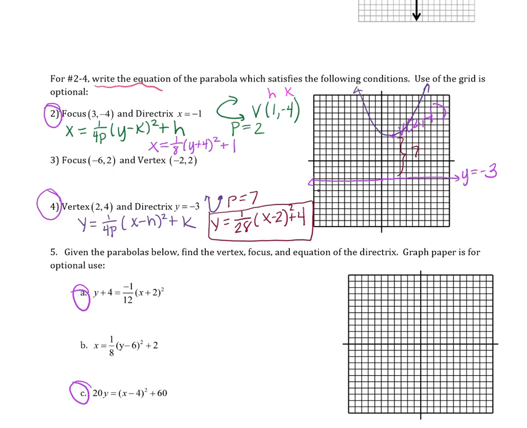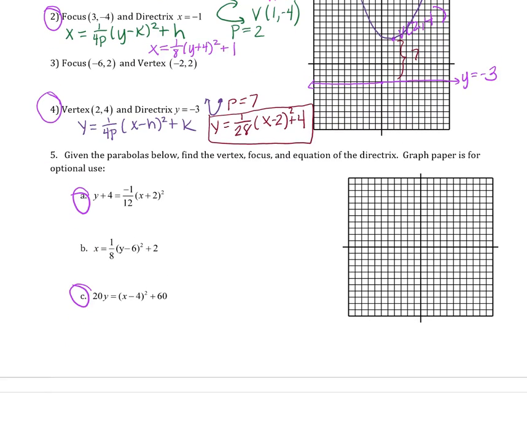Okay, if you're ever unsure of what the vertex is of this form, just think about the transformations that occurred. It had to move to the right 2 and up 4. That would give us a vertex of (2, 4). So if I come down now to 5, given the parabolas, find the vertex, focus, and equation of the directrix.